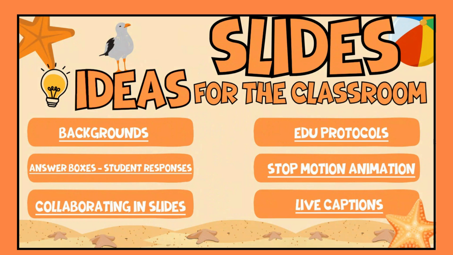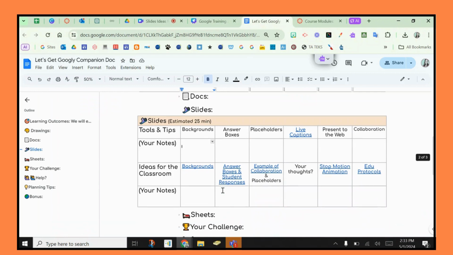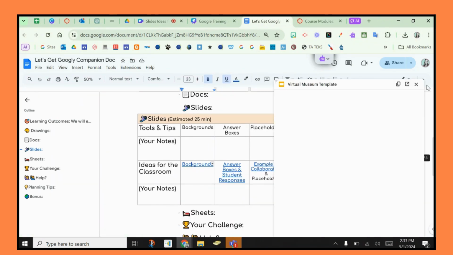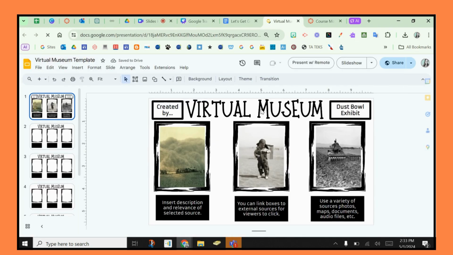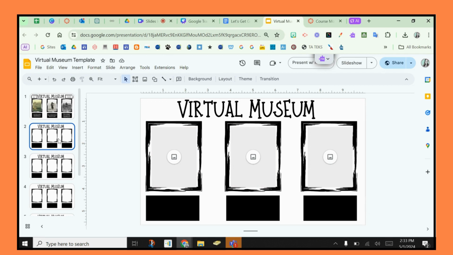for your students. Let's use that companion document once again, our best friend for this training, and take a look at this activity. This activity is a virtual museum template. This is using not only the background feature, but also the placeholders. And so this is an idea of something that you might task students to do to showcase their knowledge.